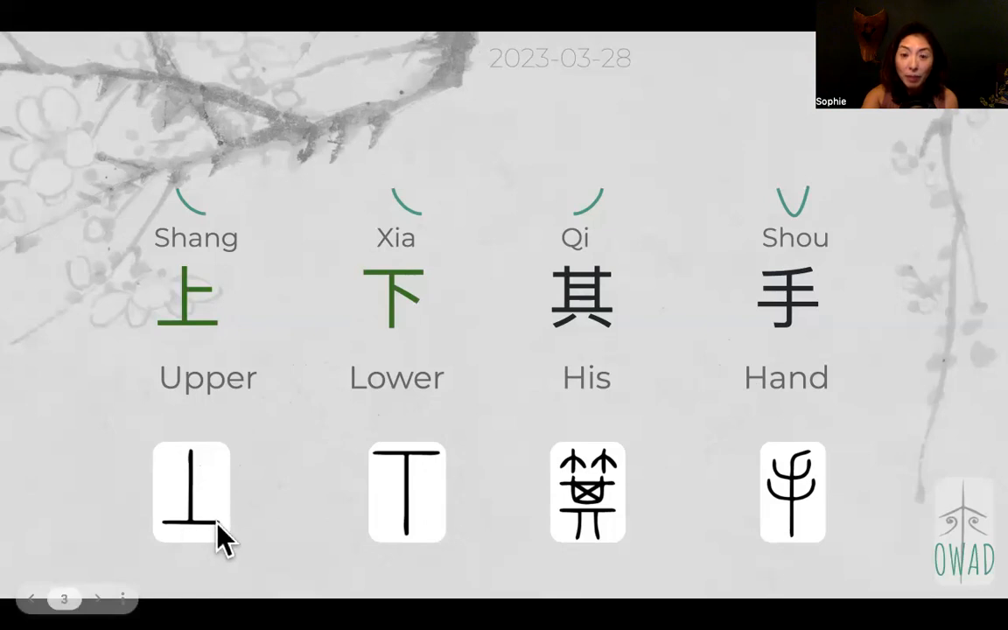And again, we have the baseline, horizontal line, and then we use this vertical line placed above or below to exactly mean above or below. And it has both static and dynamic meaning. Static means it's already positioned over there, up on top of something or below something, or dynamic, it's going toward upward or going downward. So two ways.